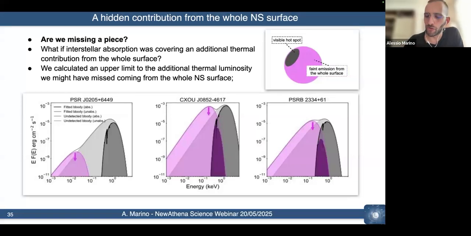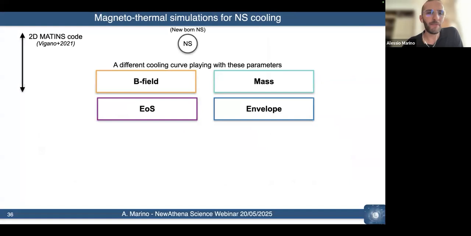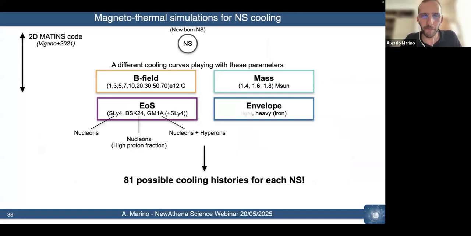Let's take a look at the simulation part. We are using MATINS, which is a 2D code that takes into account several parameters. The most important ones are the magnetic field, the mass, the equation of state, and the envelope chemical composition. Now, in this work, we are playing with 9 values for the magnetic field, going from 10 to the 12 to 7 times 10 to the 13 Gauss.